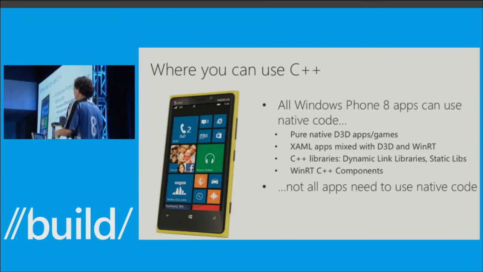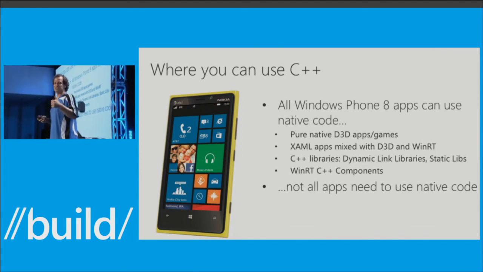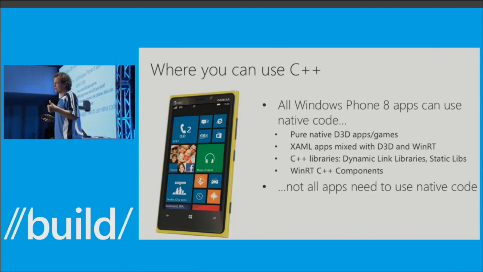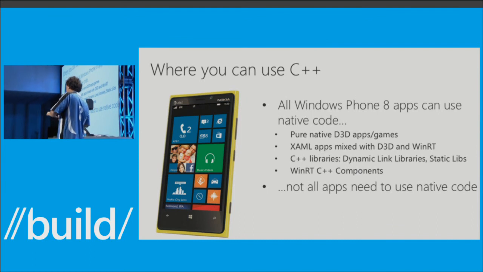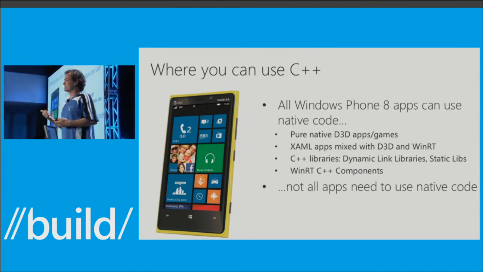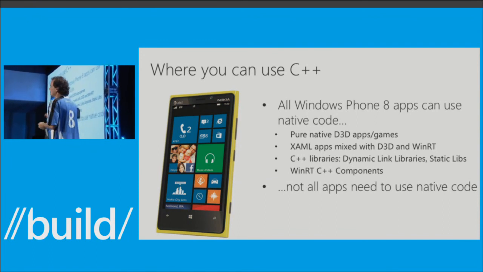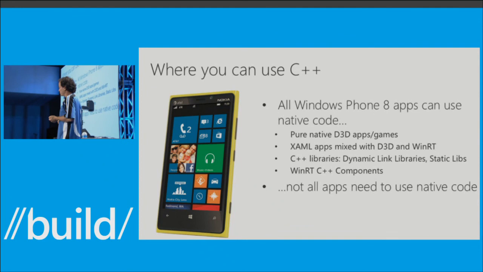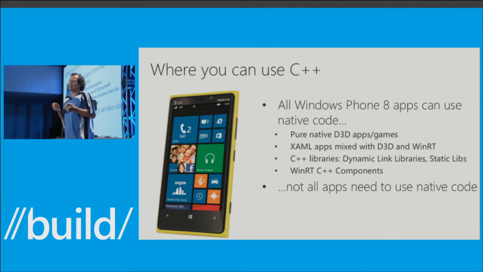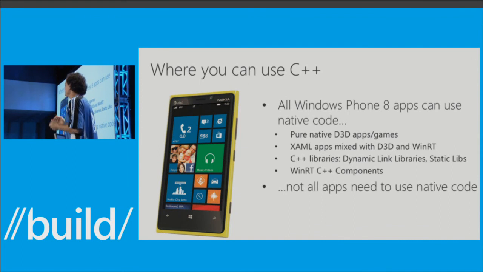A little bit of this is review. So every Windows Phone 8 app can use C++. Every Windows Phone 8 app can use native code, whether you're a XAML app or whether you're pure native. C++ libraries can be used. You can use load library from package to load DLLs. You can link to static libs, as I showed in project properties. This said, not necessarily all apps need to use native code.